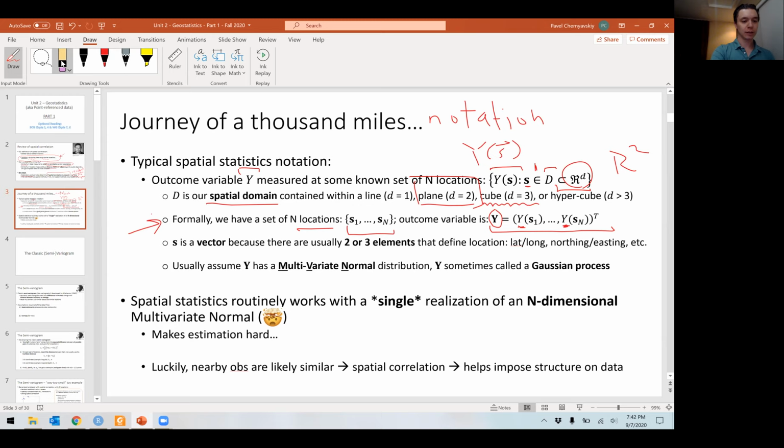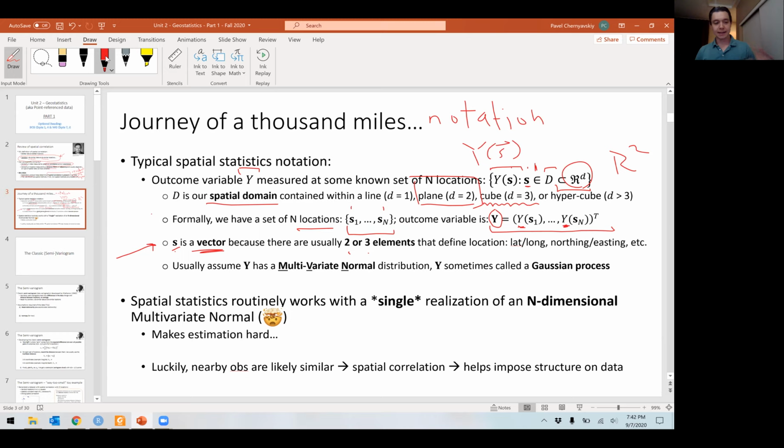You will notice that in almost all spatial papers, at least that I've read, this location S is a vector because it consists of 2 or 3 elements. So something like latitude and longitude, northing and easting, lat long altitude, lat long depth. So that's why it's usually bolded, right? Everywhere it is bolded.